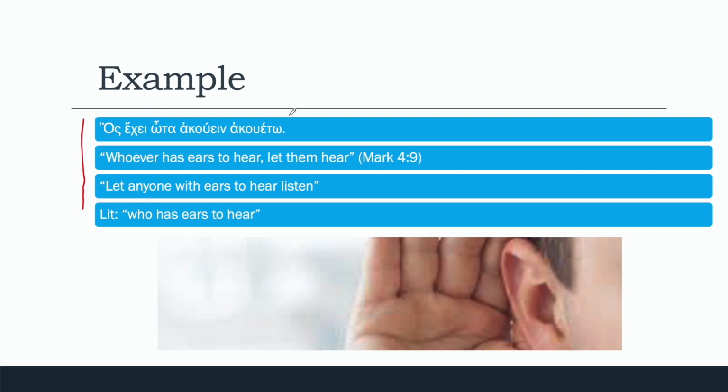Whenever Jesus tells a story or a parable or a saying, he will say, Ho echon ota akouein akouetoo. Okay, this is an infinitive. This is an imperative. Whoever has ears to hear, let him hear. Okay, whoever. So we need to go with whoever to make sense, even though this just means the relative pronoun who. Whoever has ears to hear, or another translation goes, let anyone with ears to hear listen. That's another good translation, but literally, who has ears to hear? That's what it means.